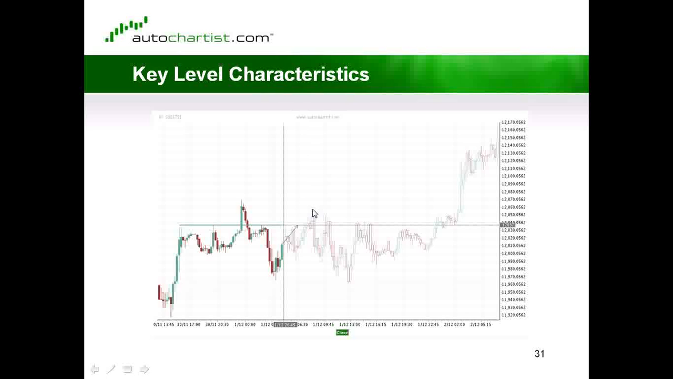So again, watch your time periods. If this is a 15-minute chart, the shorter the time period that you trade, you're automatically telling the market, I'm willing to take a lot of small losses to catch a big move. That's what trading small time periods is saying.